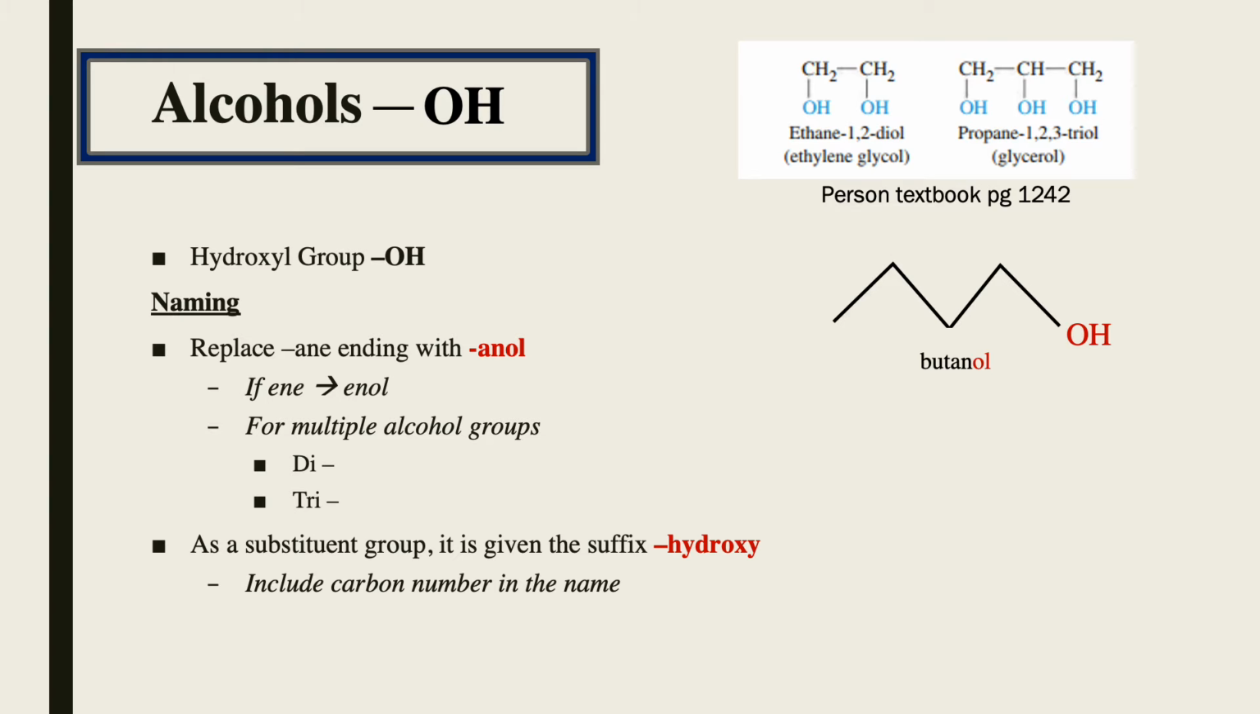If there's multiple alcohol groups, we're going to put di or tri in front of it after specifying their location. And if there is another functional group that takes precedence over the alcohol in the same compound, we're going to name it as a substituent group, giving it the substituent group name of hydroxy.